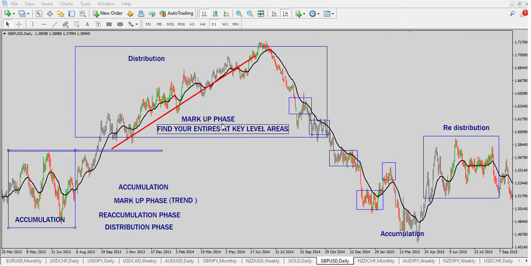If you don't know, please go back to the video on key level areas, then you watch them in order to understand where our key level areas are. Now, this is what you want to do. Then while you are taking the mark-up phase, we now talk about the next thing, the reaccumulation phase. What is the reaccumulation phase? The reaccumulation phase are those consolidation, those range you find inside the mark-up phase.